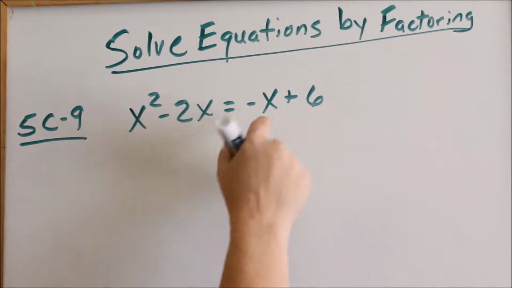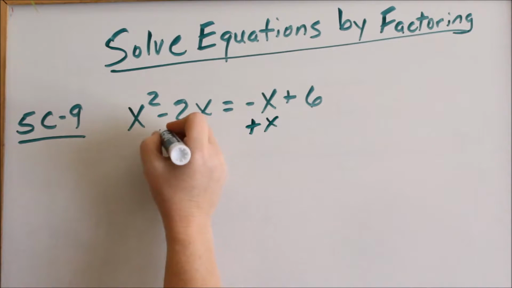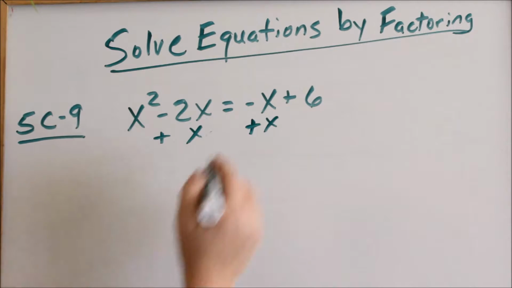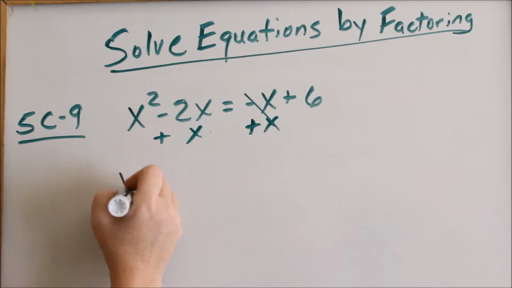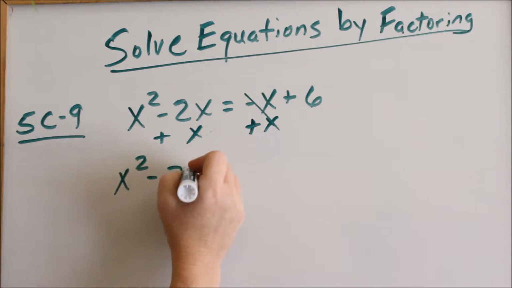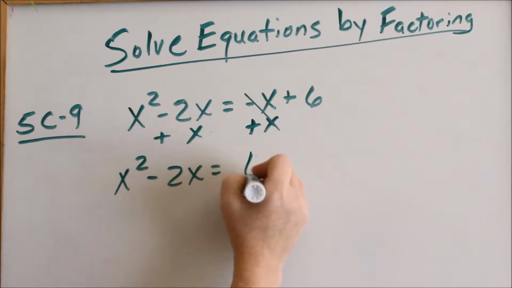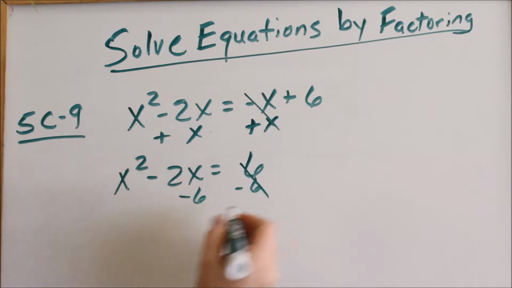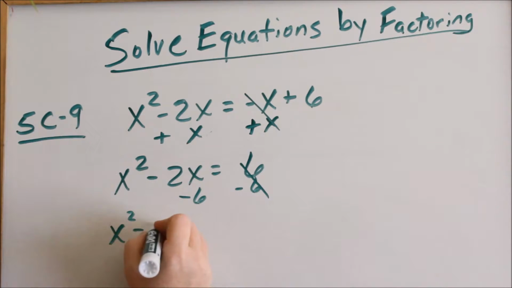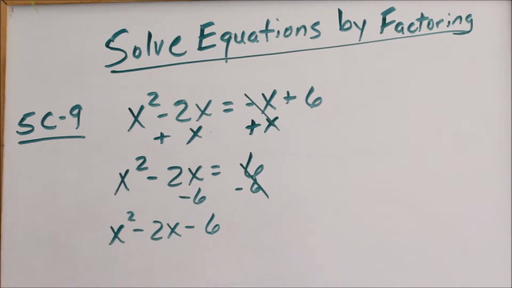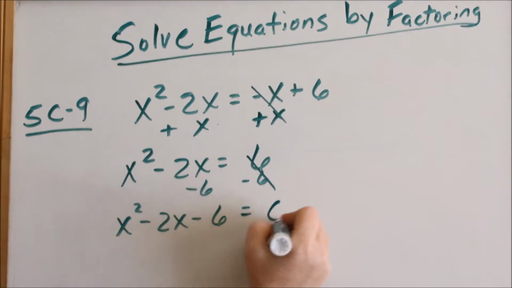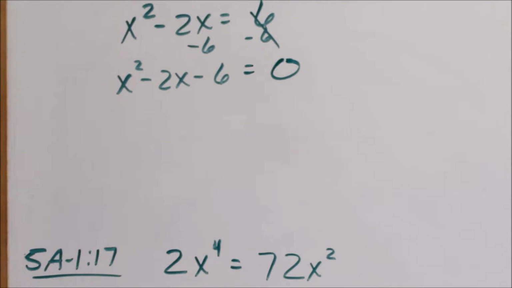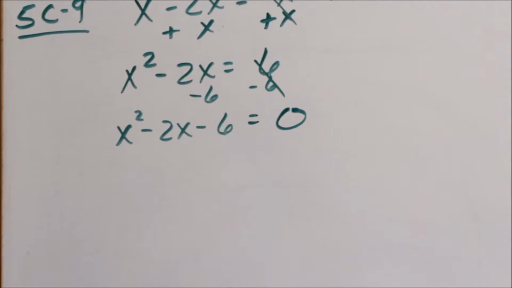So we need to move our x over. So we need to add x, combine x's to x's. Don't combine x's to x squared. So now you have x squared minus 2x equals positive 6. Now we need to get rid of this 6, scoot it over here. I cannot combine x's to 6, so I just write it like that. And then on the right-hand side, I don't have anything, so I want to set it equal to 0.